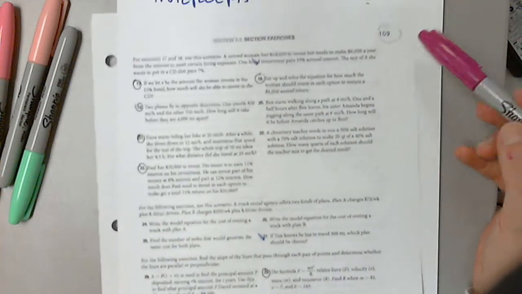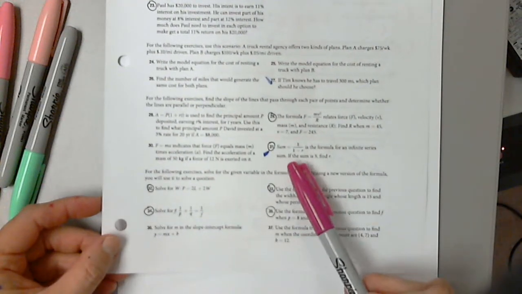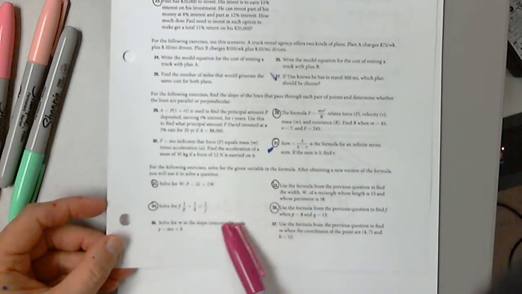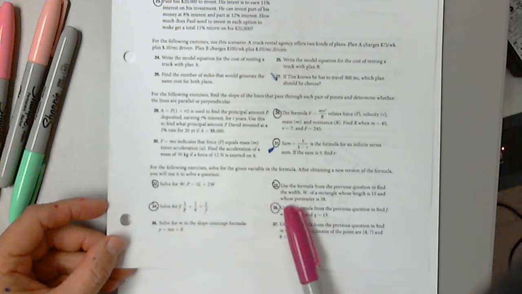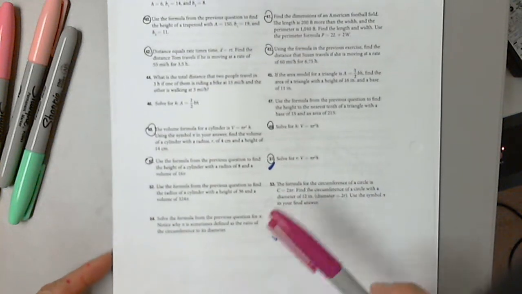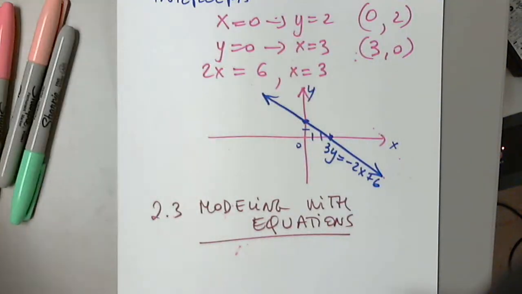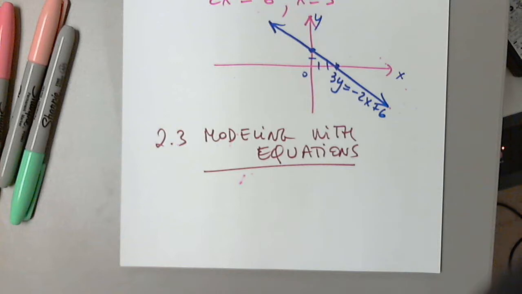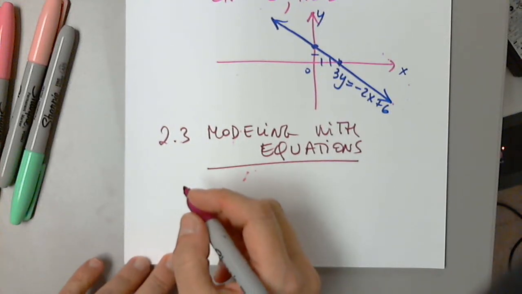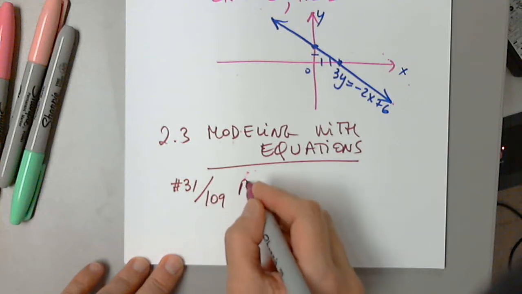So this is on page 109. I would like us to solve some literal equations for a variable. That's one thing that I would like to do. Like, for example, this problem or this problem, 39, just to get the feel of how to solve a literal equation. So let's start with 31. And this is on page 109 from the book.